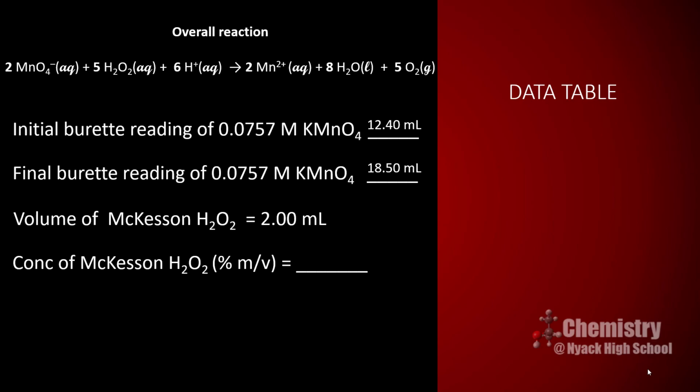The initial burette reading is 12.40 milliliters. The final burette reading of our potassium permanganate solution was 18.50 milliliters. Again, the volume of McKesson hydrogen peroxide was 2 milliliters, and performing calculations similar to the ones seen in this video will yield the concentration of hydrogen peroxide in our solution.